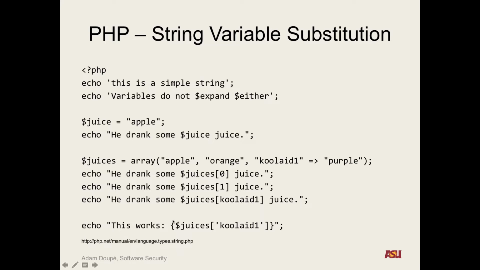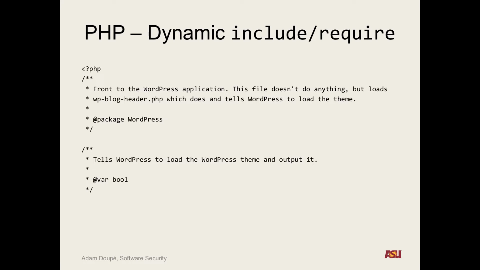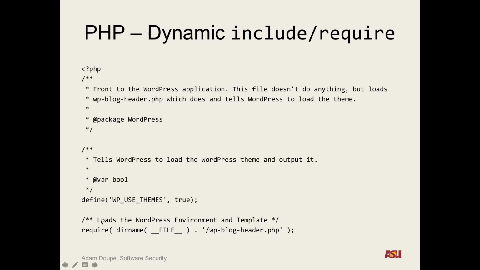Okay, yeah. Cool, so we can dynamically include or require other code. This is from WordPress, and this is how WordPress actually does themes. It will load the WordPress environment and template. It calls require. Just like in C, when you include a file in C, it's as if that code is just copied and pasted exactly where you use the include.